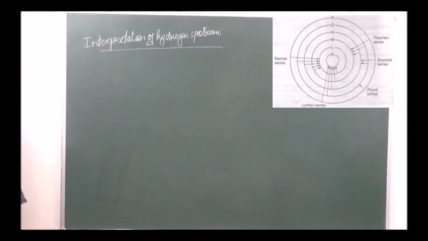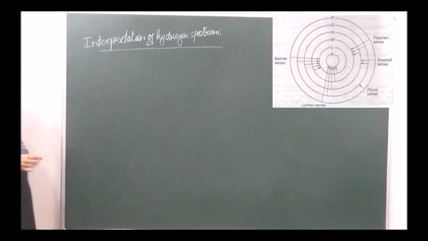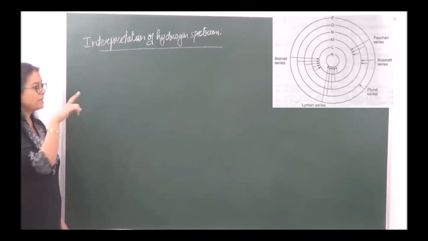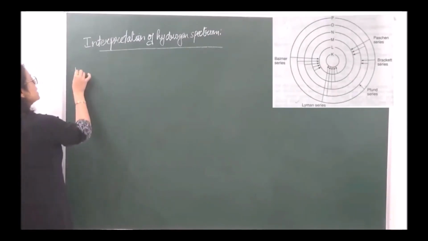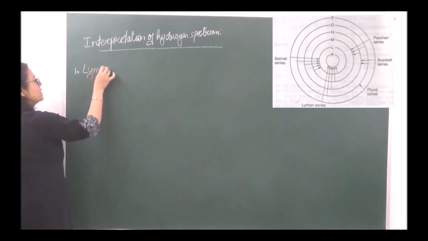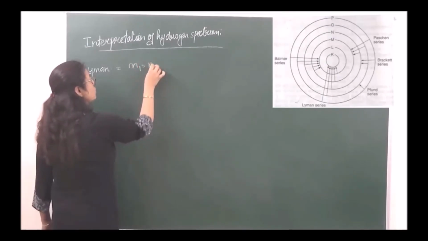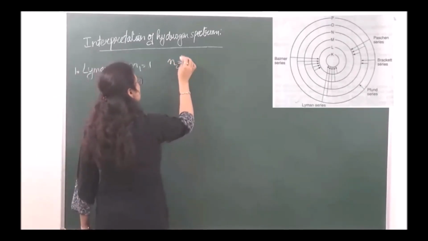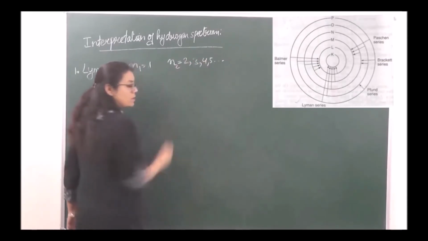Interpretation of hydrogen spectrum. According to Bohr's atomic theory, you can see in the figure that there is one electron, the nucleus in the center, and then we have the K shell, the L shell, the M shell, and the N shell. When we are looking at the first series, that is the Lyman series, we said that N1 is equal to 1, and N2 is equal to 2, 3, 4, 5 and so on.